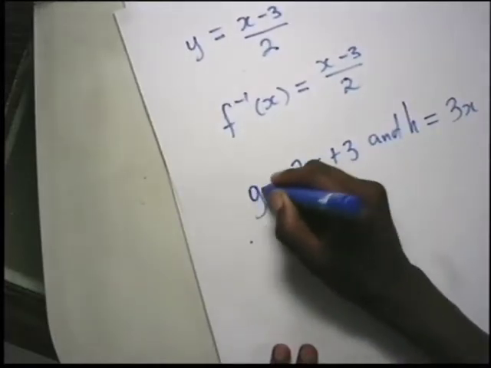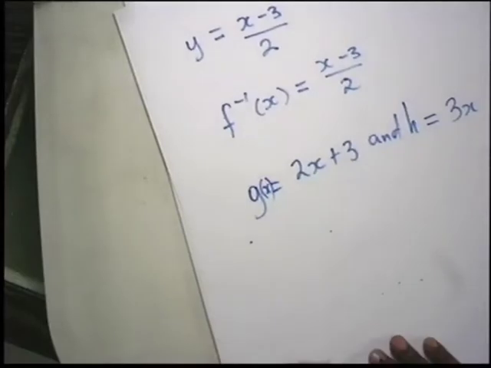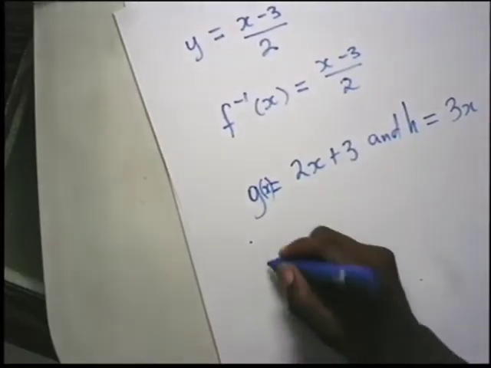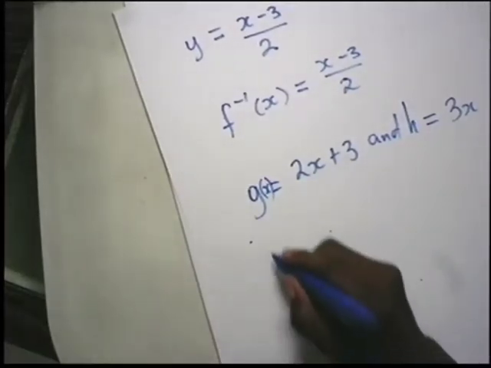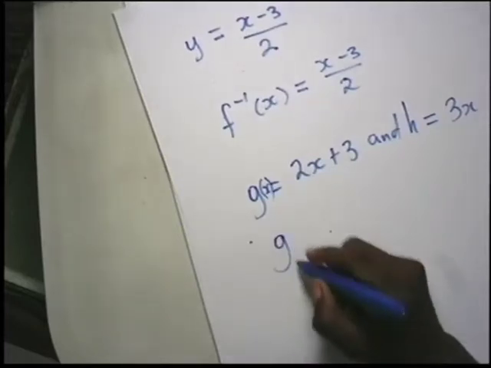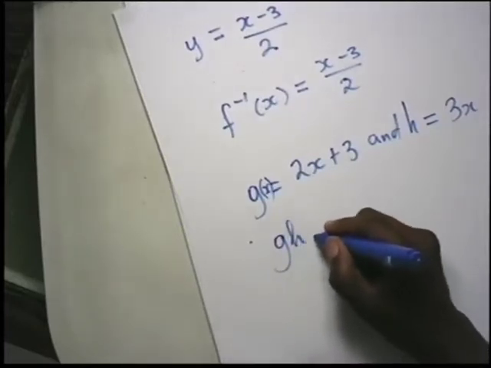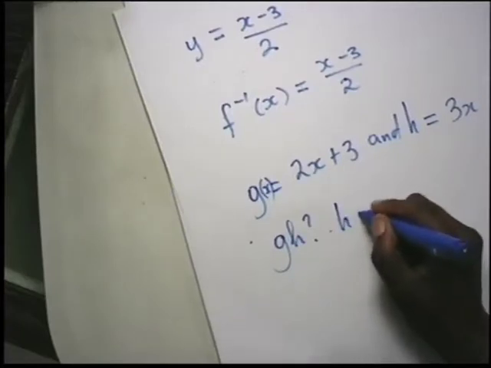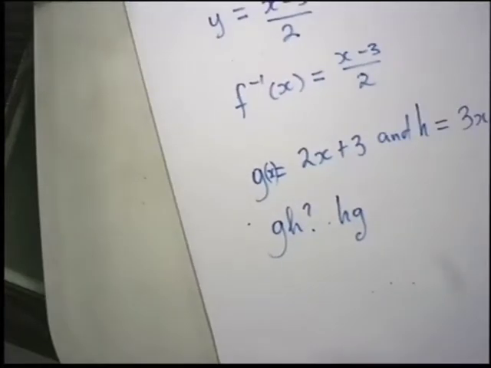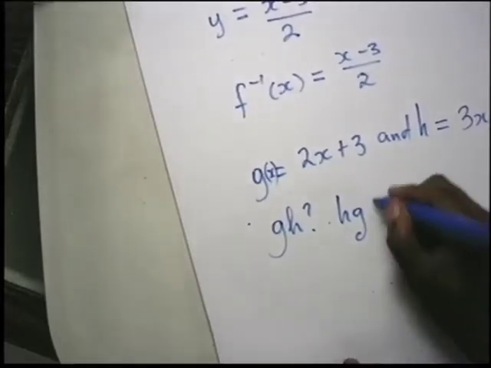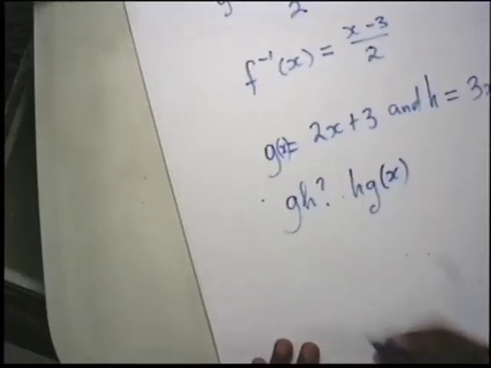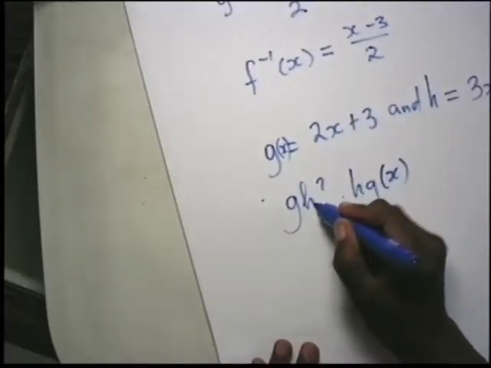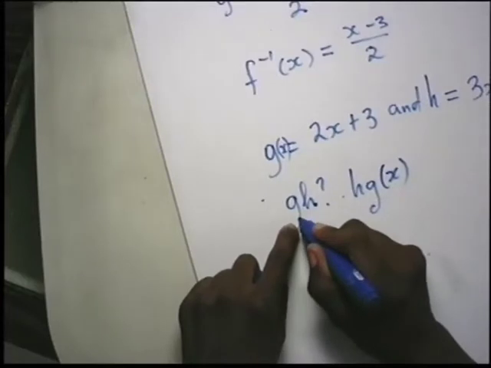Let me make this g of x. Alright, so the question can say find gh, or they can say find hg. Now what you do, you solve this from behind. It can be like this. So this means that you should put h in g.